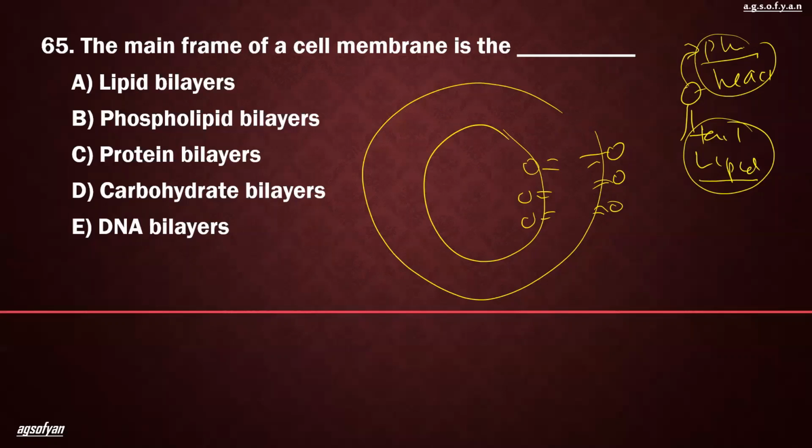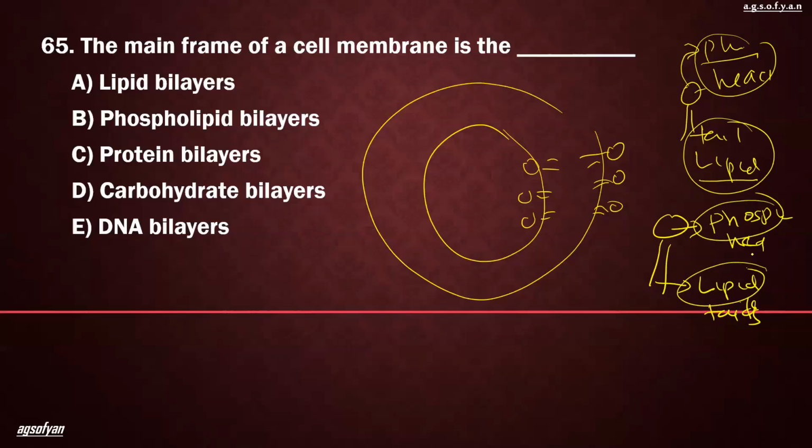Can you rephrase the question or ask it again? The main frame of a cell membrane is a molecule that looks like this. It has a phosphate head and two lipid tails. Would it be the phospholipid bilayer? Yeah, the name is coming from phosphate and lipid. That's the name of the molecule. It's called a phospholipid. And in the cell membrane, it makes two layers. So therefore it's called a bilayer. Okay, so phospholipid bilayer. If you answer just lipid, it's incorrect.